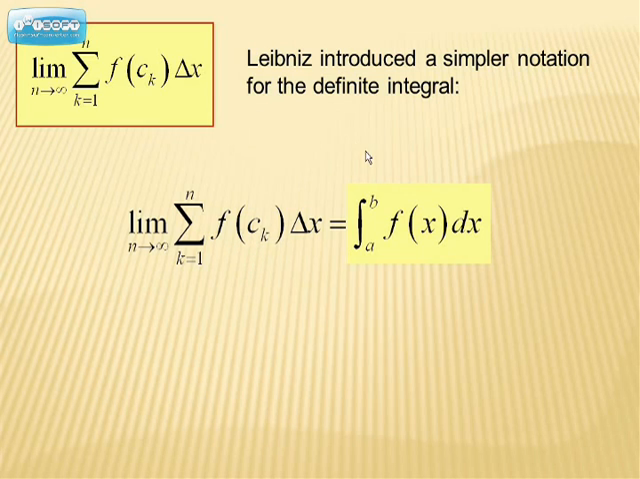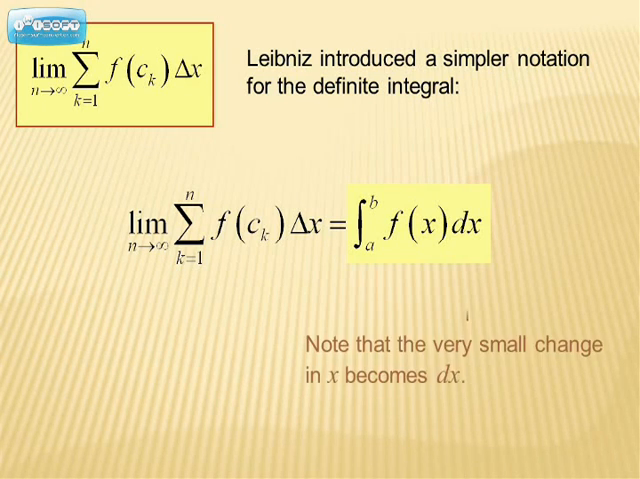f of c sub k correlates to the value of the function. That's the height. And I'm multiplying the height times the base, delta x, which refers to dx over here. This integral from a to b takes the place of this notation, the limit as n approaches infinity of the sum from 1 to n. Note that the very small change in x becomes dx.